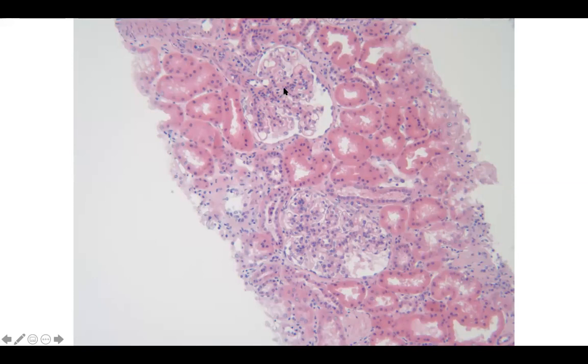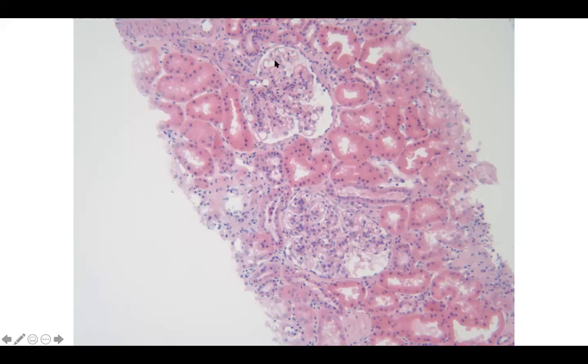Like here, 1, 2, 3, 4, 5, 6 cells kind of bunched up. Here, 1, 2, 3, 4, 5. So there's definite hypercellularity. Back to Sana's question, this is mesangial hypercellularity because you're looking in the mesangium. Again, that's the matrix that holds it all together. That's where you see hypercellularity.